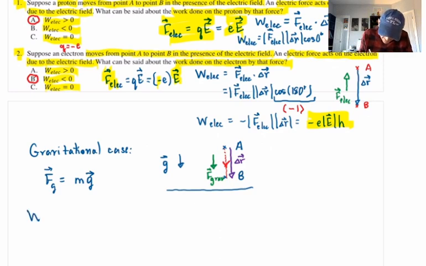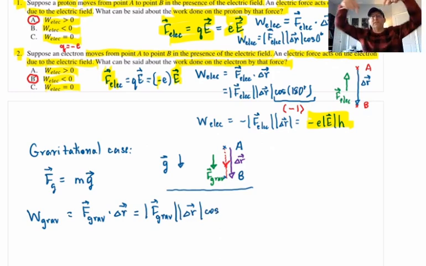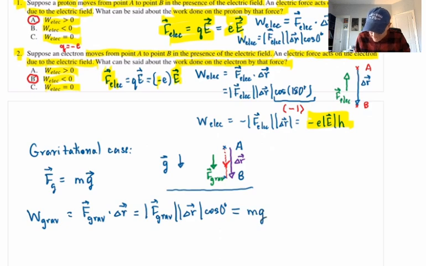So W grav is F grav dot delta R. Let's not skip any steps. Properties of scalar product: magnitude F grav, magnitude delta R, cosine of the angle between F grav and delta R. They both point downward, same direction. The angle between them is 0. Cosine of 0 degrees is +1. Magnitude of F grav is just m times magnitude g, and magnitude of delta R is h. And it's positive, isn't it? Good old mgh. That's the work done by the gravitational force on the mass as it goes down.